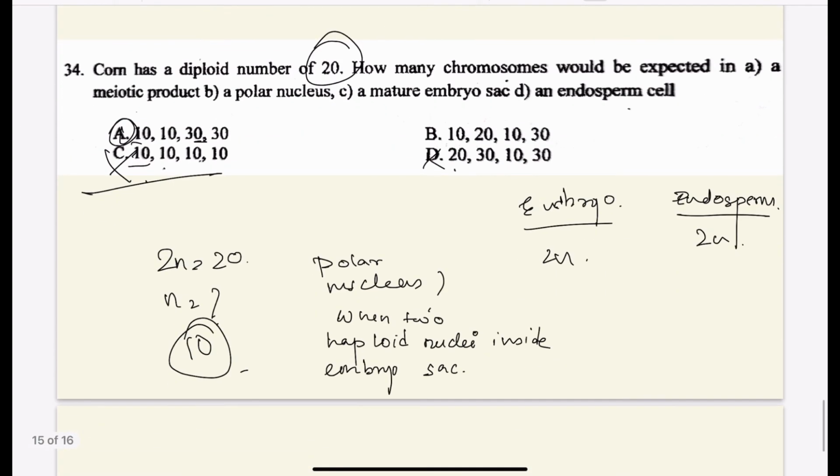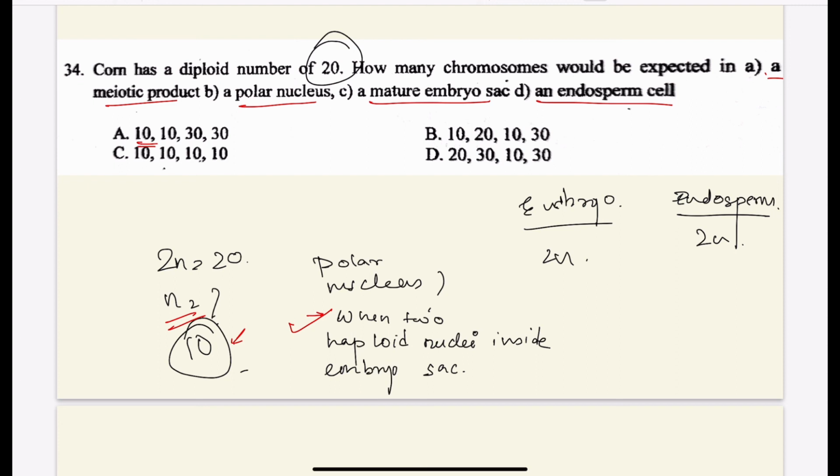Next, corn has a diploid number of 20. How many chromosomes would be expected in A, a meiotic product, B, a polar nucleus, C, a mature embryo sac, and D, an endosperm cell? So 2n is 20. Here they are asking what is the ploidy level of the meiotic product, which is n. So n is 10. We will get 10 as the first option. Next, for the polar nucleus, it is again n. So again here it is 10.